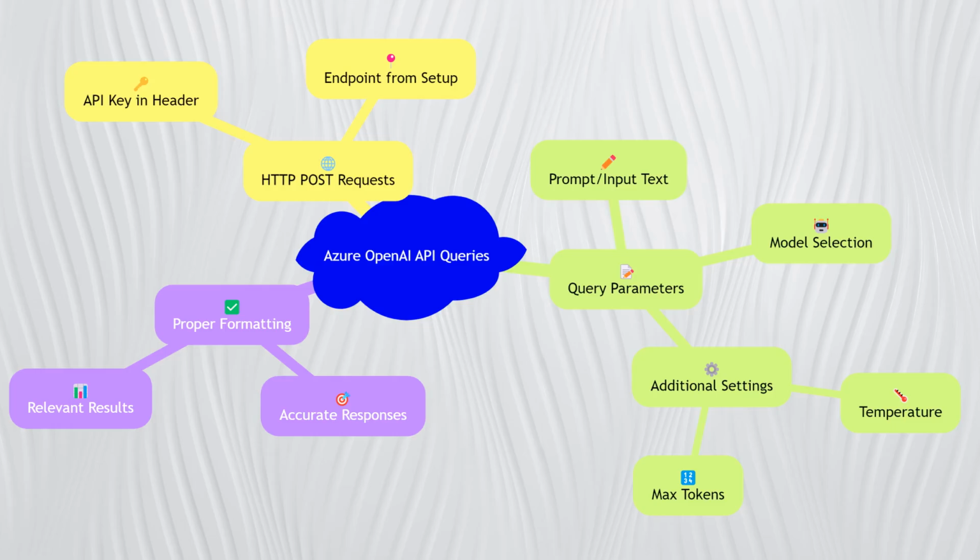Submitting queries to the Azure OpenAI API involves sending HTTP POST requests to the endpoint provided during setup. These requests should include your API key in the header and the query parameters in the body. The query parameters typically include the model you want to use, the prompt or input text, and any additional settings like temperature or max tokens. Properly formatted queries ensure accurate and relevant responses.